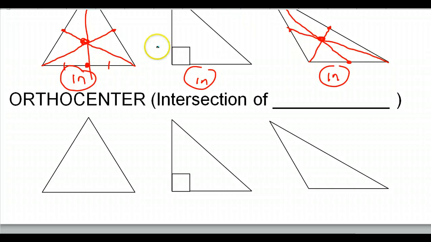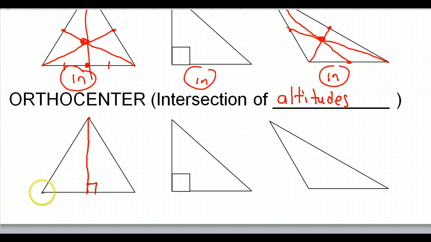Okay, let's see, what about orthocenter? Remember, orthocenter is the intersection of altitudes. So when I do my intersection of altitudes, altitude goes from a vertex to a perpendicular. So that's going to be like this. Start at a vertex, drop down perpendicular. So that's an altitude. Okay, this one's going to be a little tougher. I got to keep an eye on my perpendicular as best I can. Okay, vertex to a perpendicular. That looks pretty close to me.